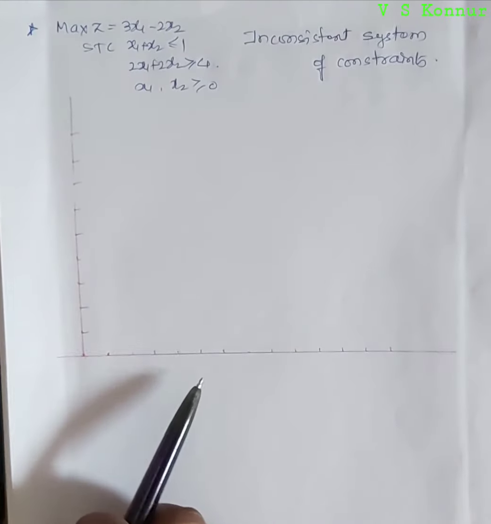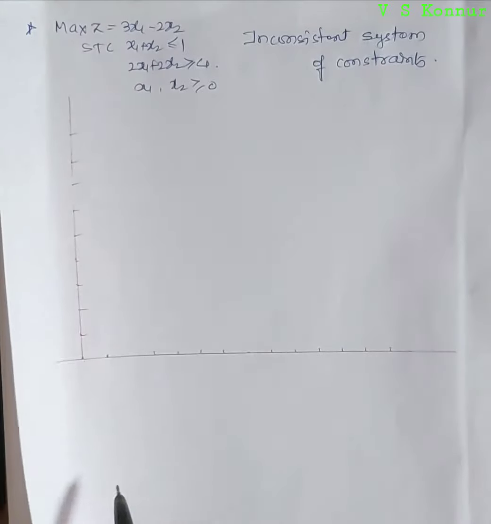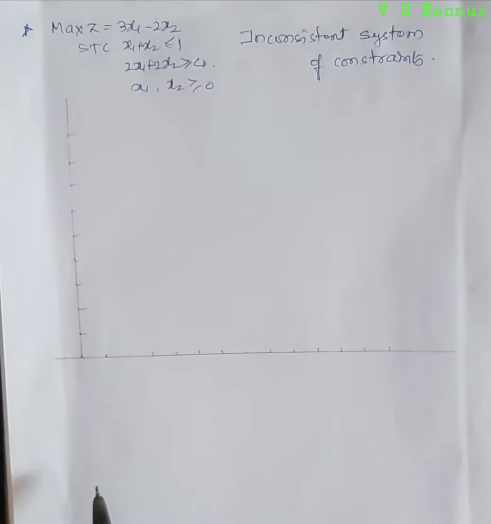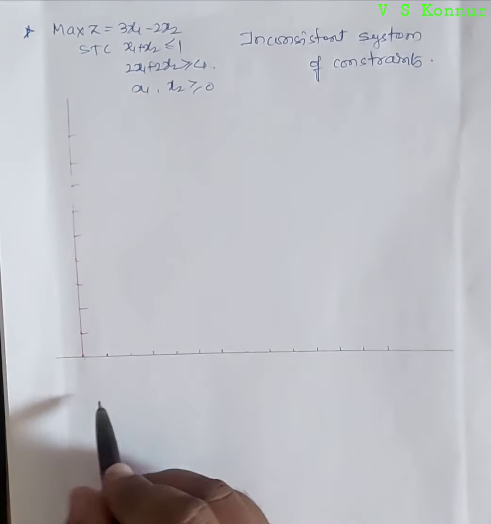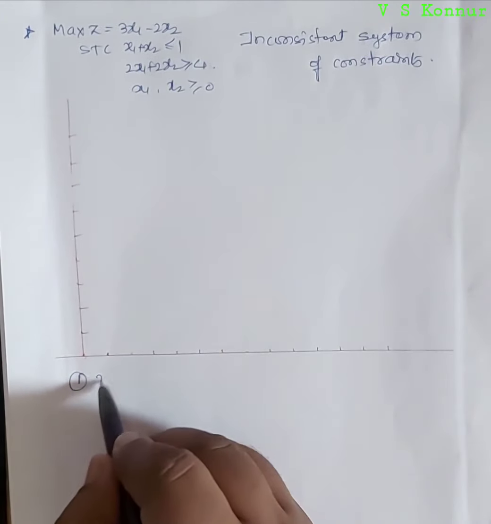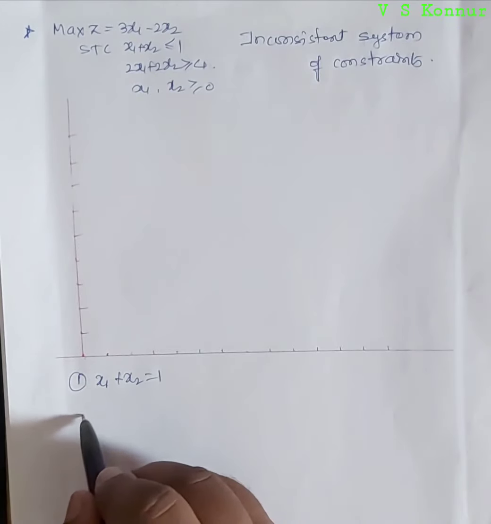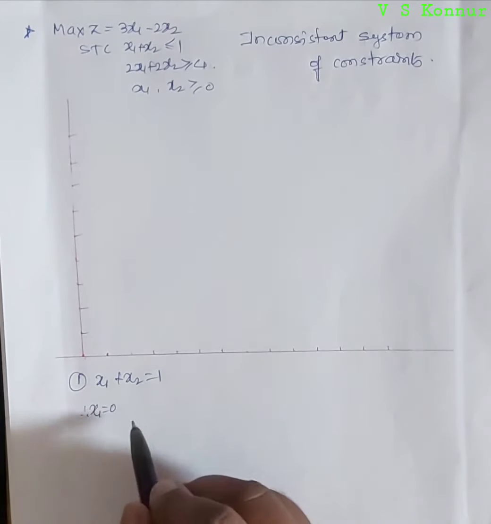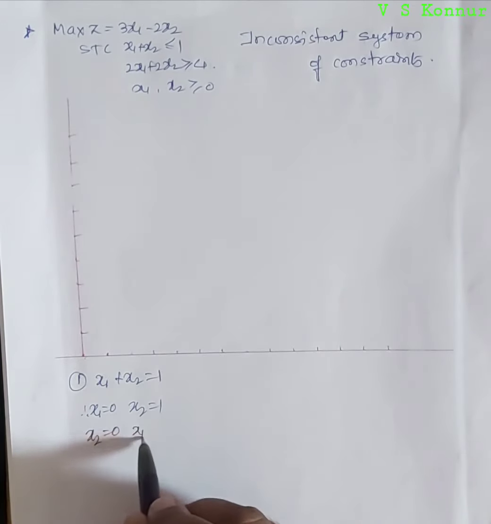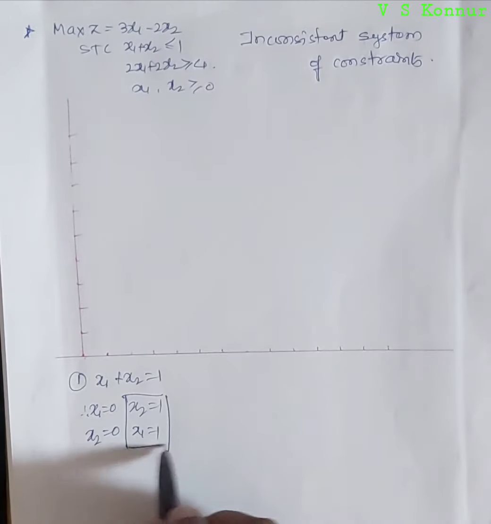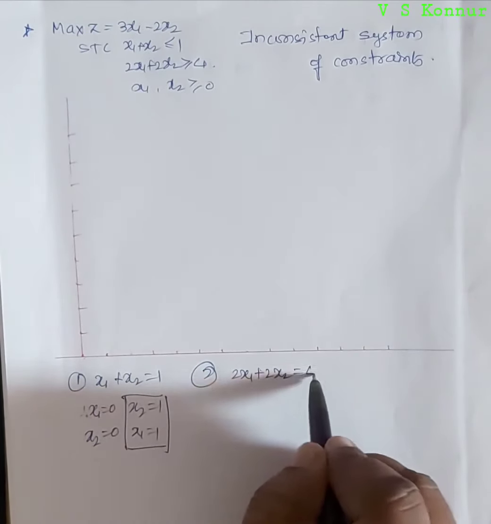Next one is inconsistent system of constraints. We'll take the first constraint, x1 plus x2 is equal to 1. Put x1 equal to 0, x2 is equal to 1. Put x2 equal to 0, x1 is equal to 1. First line. Second constraint, 2x1 plus 2x2 is equal to 4.